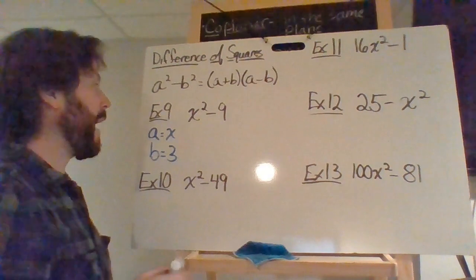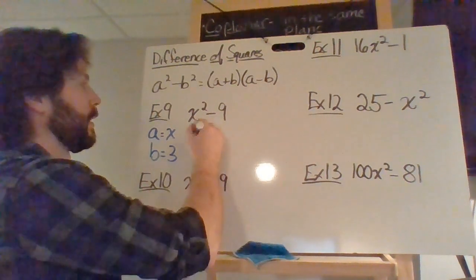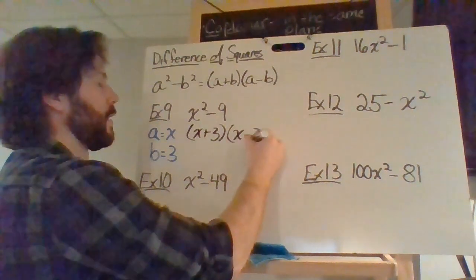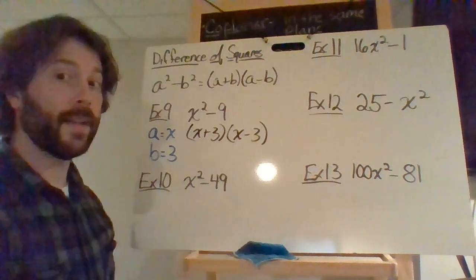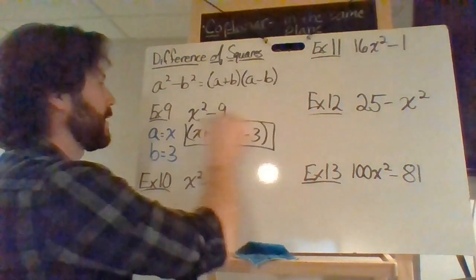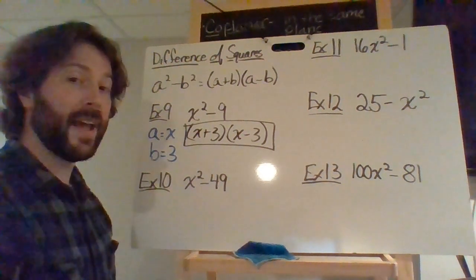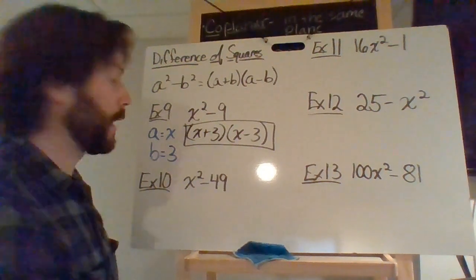So this will factor x plus 3, x minus 3. And that's it. Okay, the tough part on these is recognizing what a and b are. Once you identify a and b, the rest is a walk in the park.